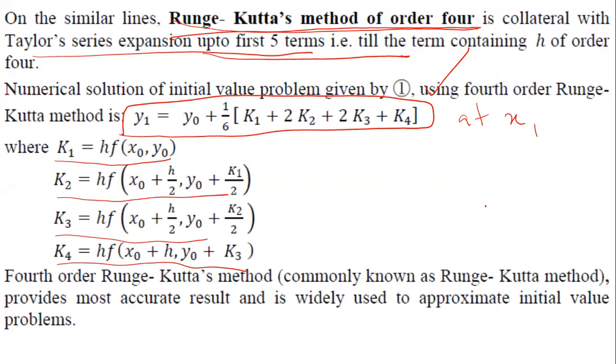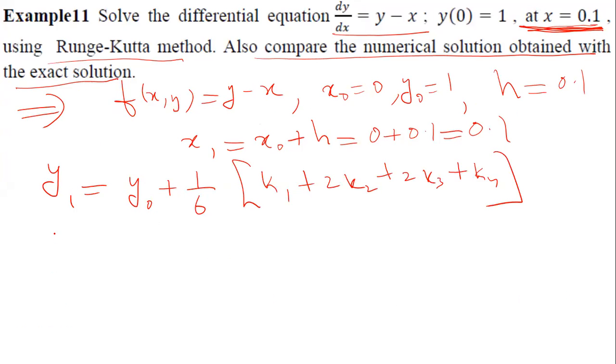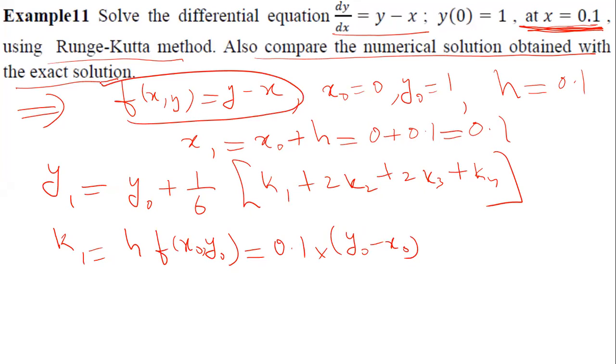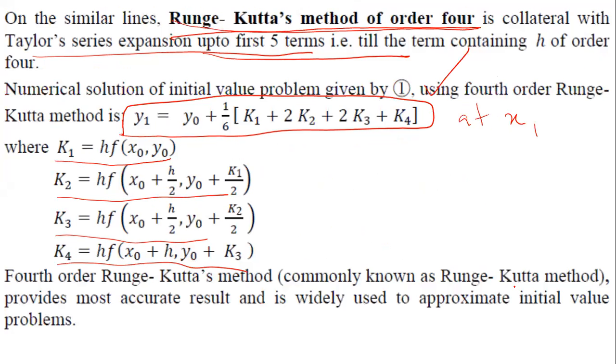Your k1 is h into f of x naught y naught. So your step size here is 0.1. f of x naught y naught is y naught minus x naught. This is the f of x y. So here 0.1 into y naught, which is 1, minus x naught, which is 0. So this will give you 0.1. This is your k1.